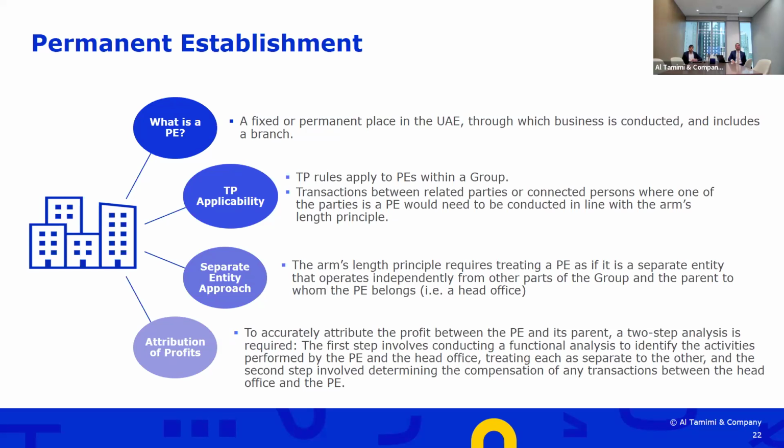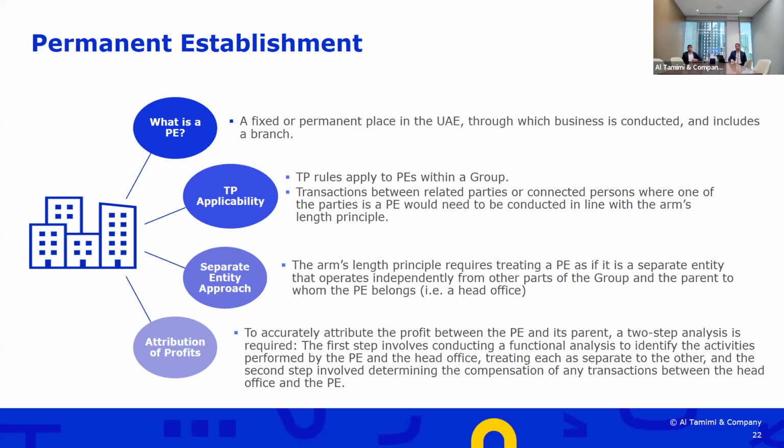And so what is a permanent establishment? A permanent establishment is essentially a fixed place or permanent place of business in the UAE through which the business of the non-resident person is conducted. You can also have a permanent establishment in what is commonly referred to as a dependent agency scenario, which is where a person has and habitually exercises an authority to conduct a business in the UAE on behalf of a non-resident person. That also gives rise to a permanent establishment.